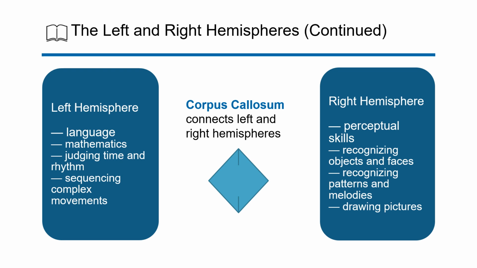Left hemisphere, right hemisphere, corpus callosum. It says connects left and right hemispheres. Again, just to kind of reiterate, it's a thick band of nerve fibers and it's located in the middle of the brain, but it connects the right and left hemispheres. It allows them to communicate with each other.